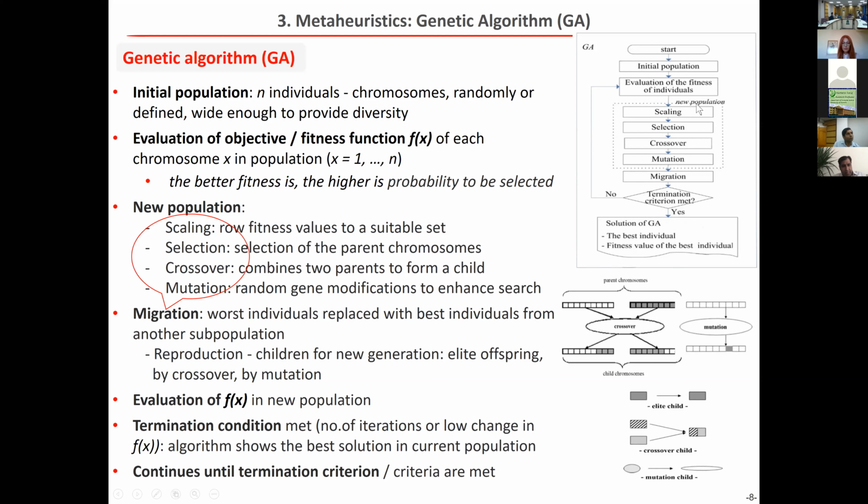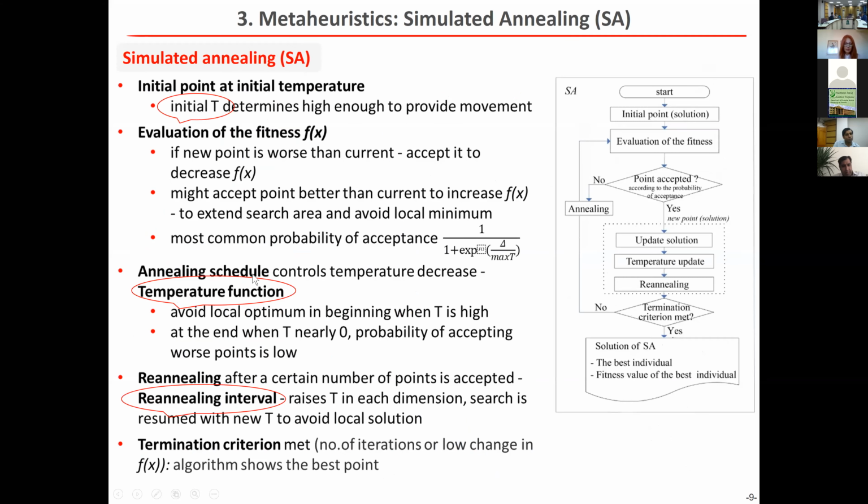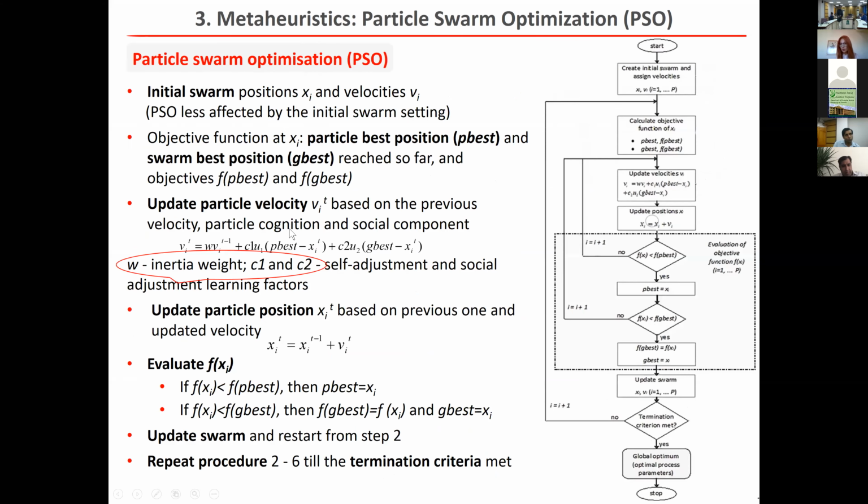Simulated annealing, again, the same story. There are several parameters: initial temperature, temperature function, etc. We don't have time to go into all these settings. So again, there are several parameters that need to be finely tuned in order to guarantee that your algorithm will actually find a global optimum. Particle swarm optimization, which has been shown to be a very effective one, again has several parameters to be set.